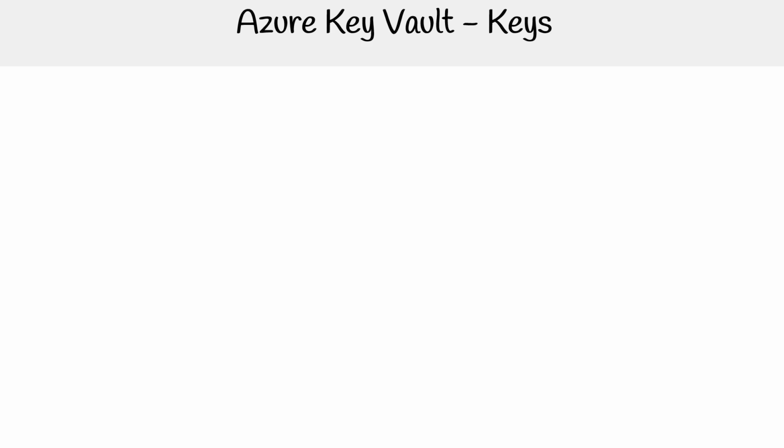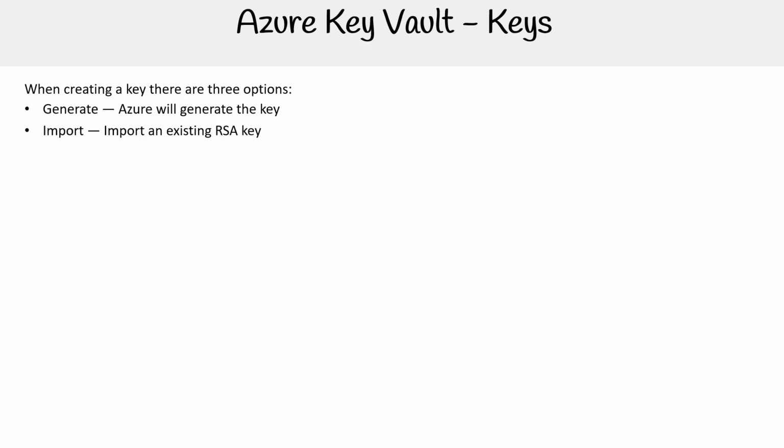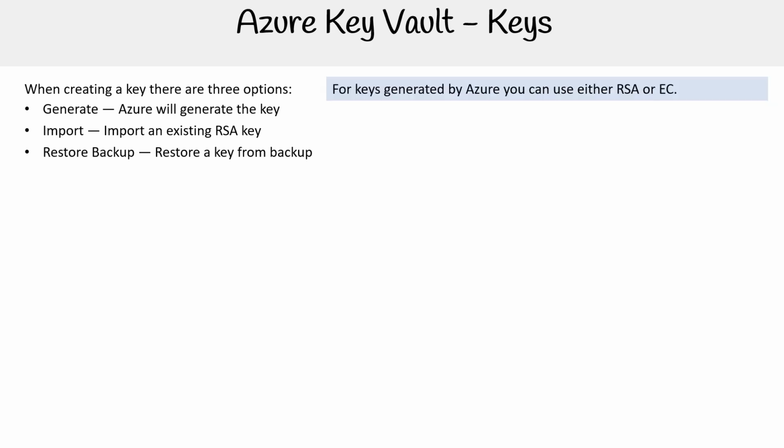So when creating the key, there are three options. We have generate, so Azure will generate the key, import an existing RSA key, restore backup, so restore a key from backup. For keys that are generated by Azure, you can either use RSA or EC. Sometimes we see people say ECC, but in the UI they called it EC. RSA is an algorithm, and it's actually the combining of three names of cryptologists or the people that made the algorithm. And you'll see there's a few different lengths: 2048, 3072, 4096. That's the amount of bits. That's how long it is.